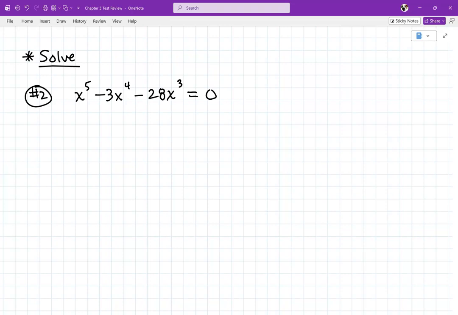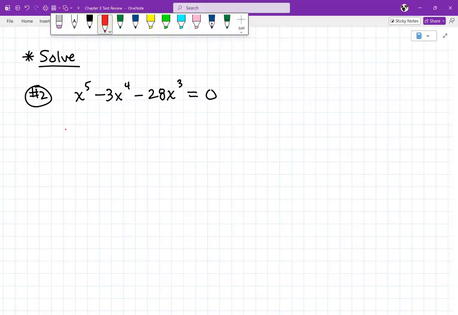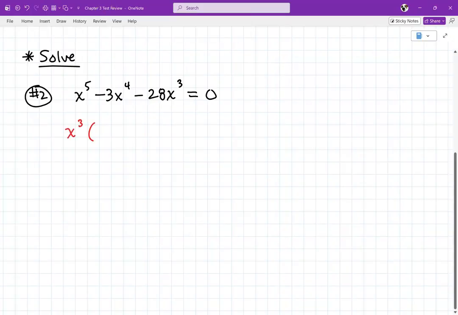Take out things they have in common. And if you notice, they all have x's in common. Now, how many x's do they have? Well, the first term has 5 of them, the middle term has 4, and the last term has 3. So in common, they all have at least 3 in common. Okay? So I'm going to factor out, oops, let me change the ink here, an x to the 3rd. That's going to leave me with x squared minus 3x, because if I take away 3x's from x to the 4th, I only have 1 left, minus 28 equal to 0.